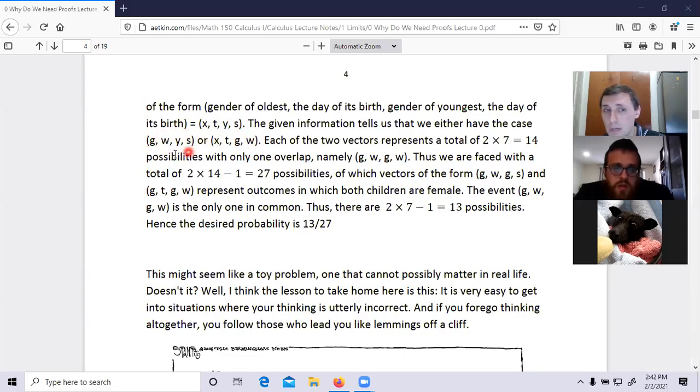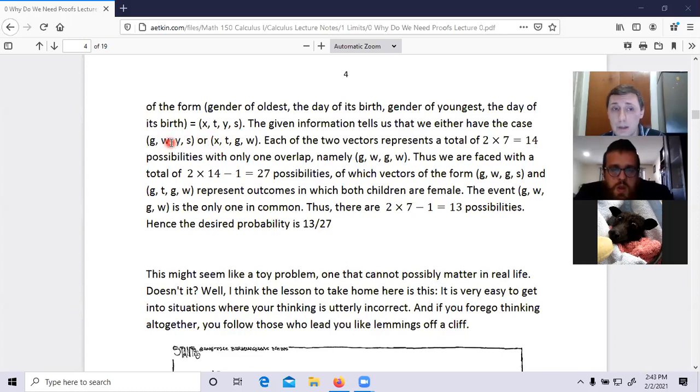How many possibilities, how many such universes are possible if I just have those four factors? Well, for the youngest child, there are two possibilities and seven possibilities for the day of birth. We're assuming again, very simply, that each day of birth is equally likely to be any one day of the week. So for Y, we have two, for S, seven. So two times seven is 14. And here we have additional 14 possibilities, right?